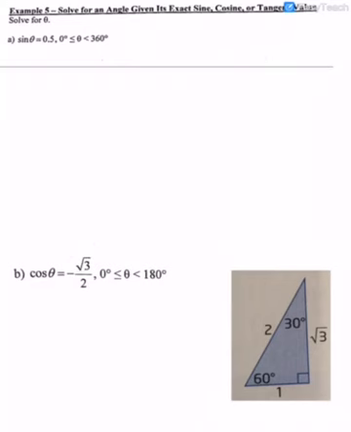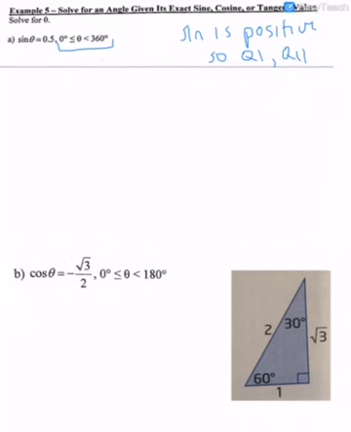Here we've got sine theta is 0.5, and then this part means that it's somewhere within one rotation. So the first thing we need to look at is that sine is positive. I can see that it's positive 0.5, which means it's in quadrant 1 or quadrant 2, because according to A Smart Trig Class, it could be in 1 or 2.